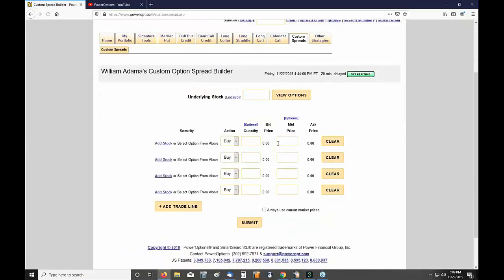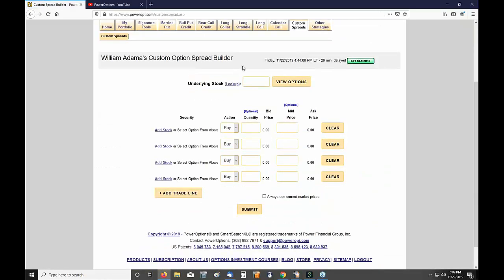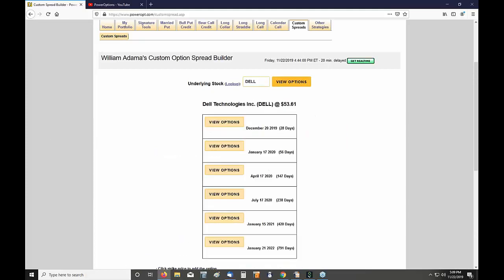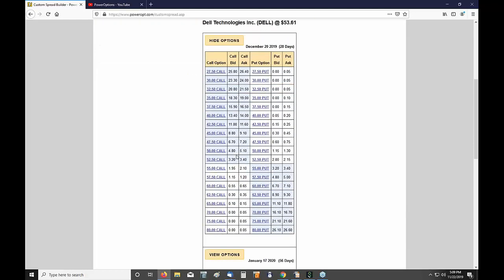Okay, so the ratio back spread. Let's just take Dell. We were just looking at it, and I might do CGC as well. We're going to look at Dell again. No events coming up, but let's just take the structure. Let's say we did have an event coming up soon. I might use a call spread. I might use a put spread. You could do it either way.